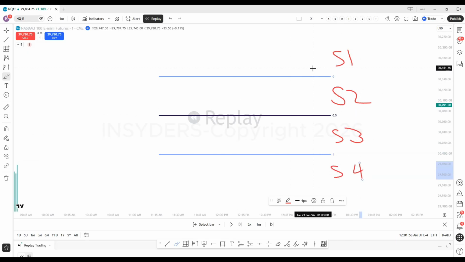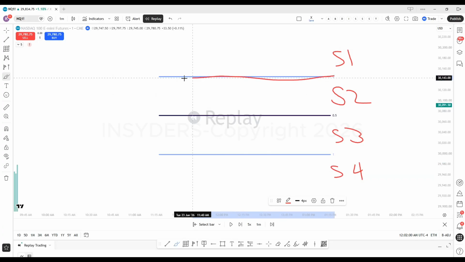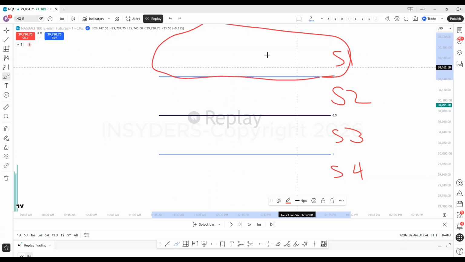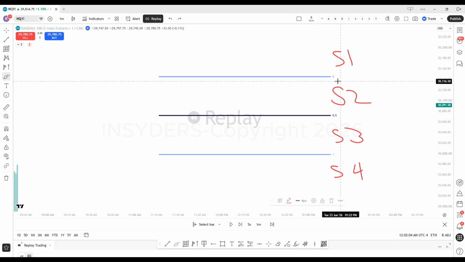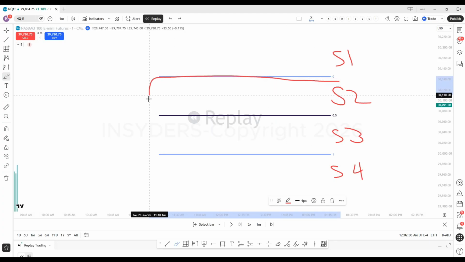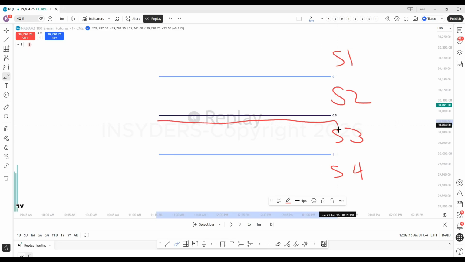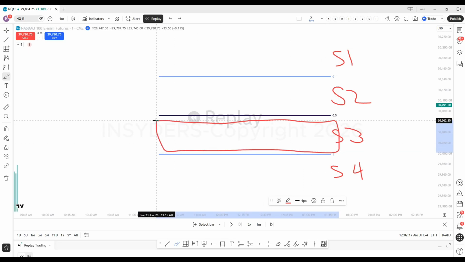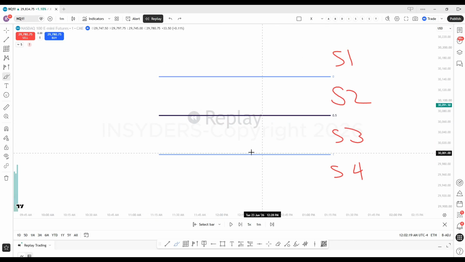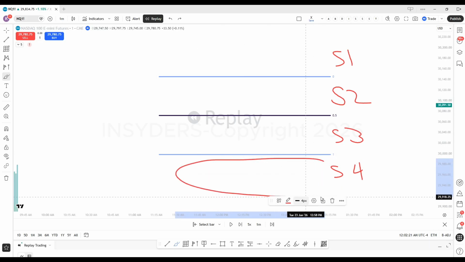So obviously section 1 is above this line here. Section 2 is between the top line and the 50% line. And then section 3 is the 50% to the bottom line. And then below the bottom line is section 4.